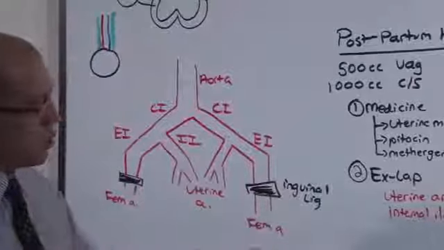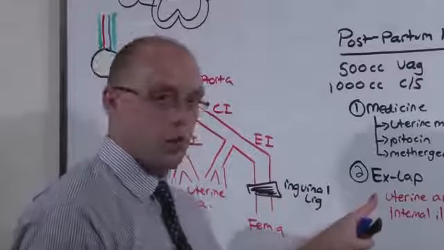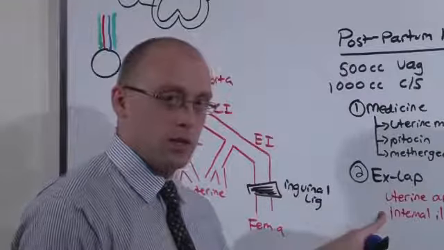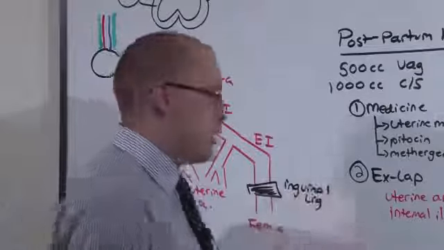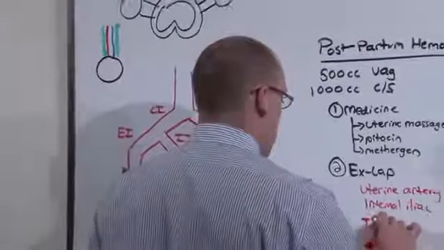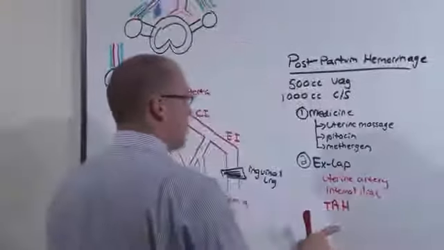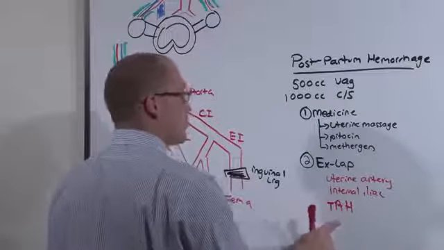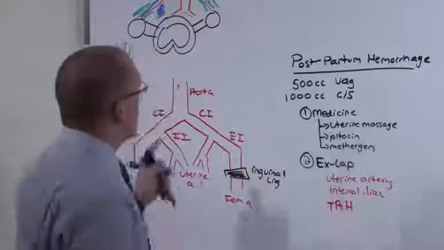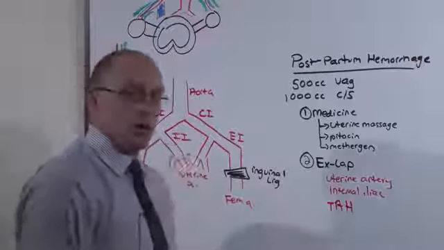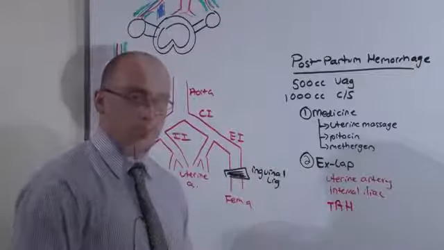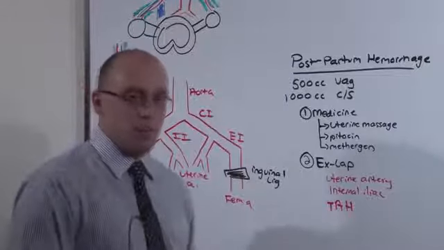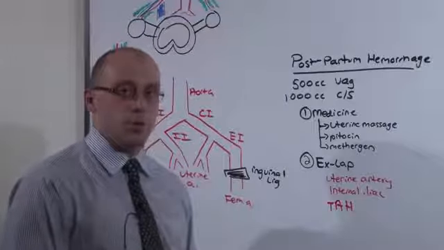So if you cannot control the bleed with uterine artery ligation and then internal iliac ligation, your next step is total abdominal hysterectomy. You have to save mom rather than preserve her ability to reproduce. So this is the vascular supply of the GYN organs. Let's move on to the next topic, the ligaments of the GYN organs.